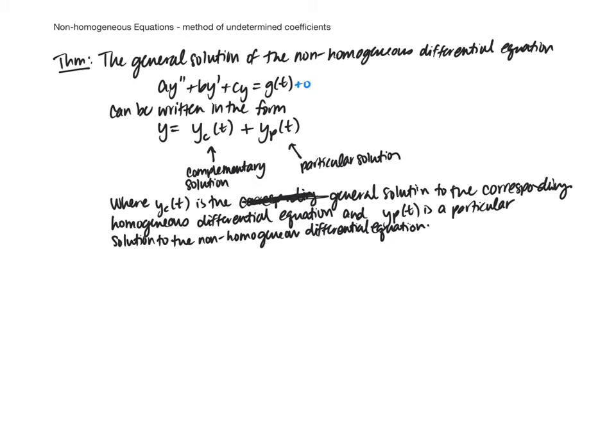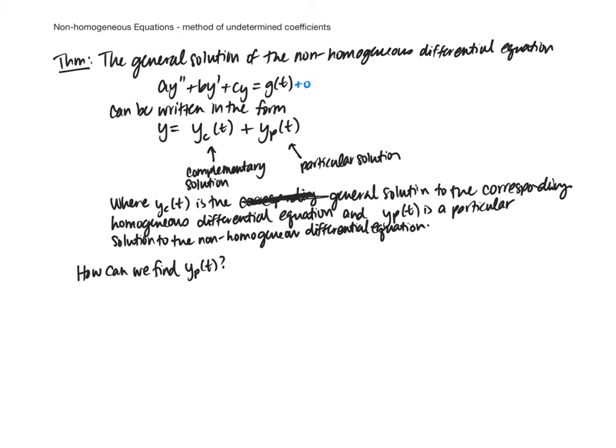We know how to find the Yc of T. We did that before in previous sections. So how do we find this particular solution? Well, it's going to depend on the form that the G of T takes. So how can we find Yp of T?